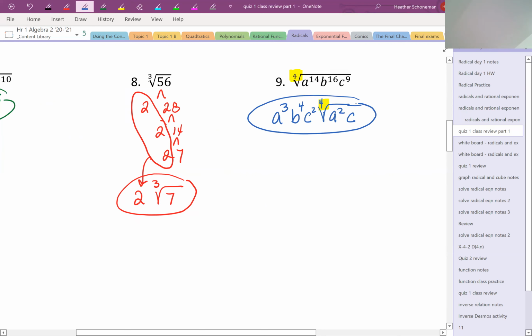All right, that is the first part of our notes. So again, the quiz is all calculator, but the test has a no calculator and a calculator portion.